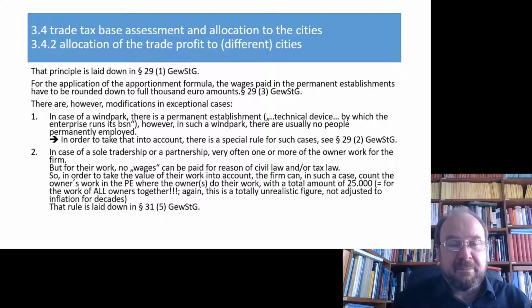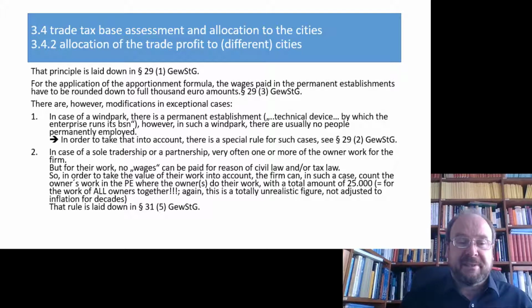It's the same problem as with the free allowance for natural persons. Evidently completely outdated. Decades ago that figure had been fixed and it has never been adjusted to inflation. You see that rule in 31.5 of the Trade Tax Act. This is rather a peculiarity. Good.